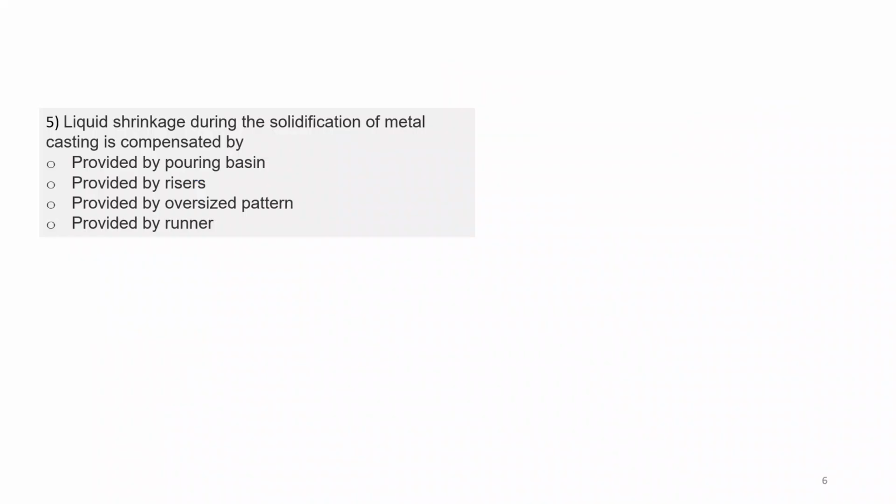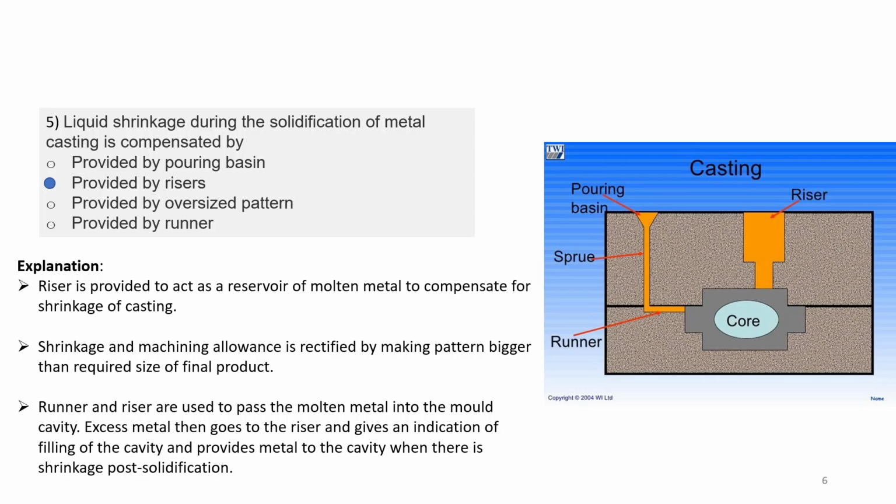Runner and riser are used to pass the molten metal into the mold cavity, and excess metal then goes to the riser and gives an indication of filling of the cavity, and provides metal to the cavity when there is shrinkage post solidification.